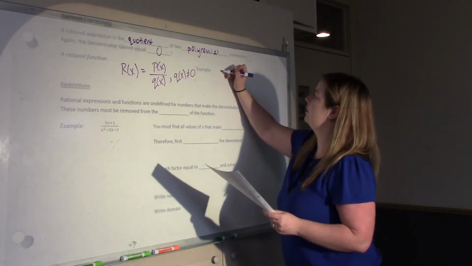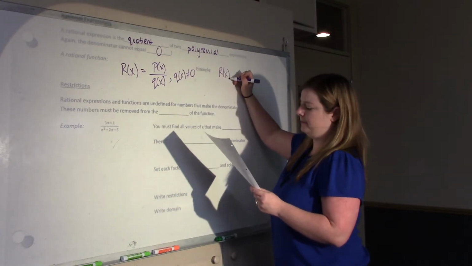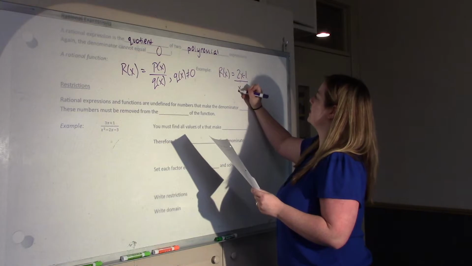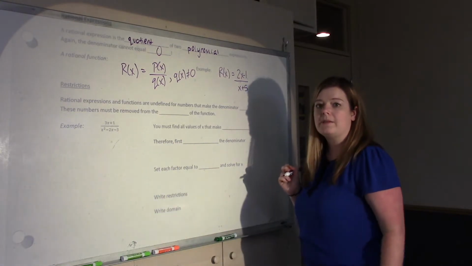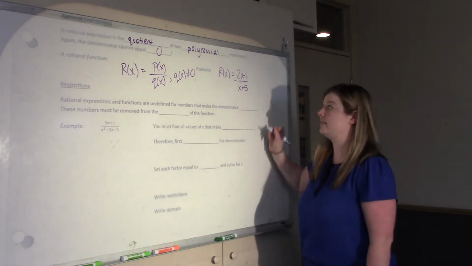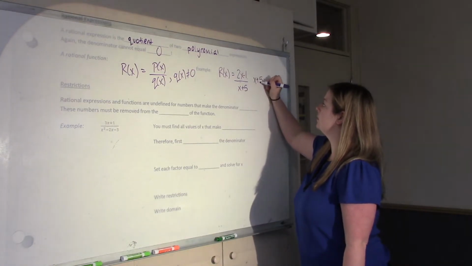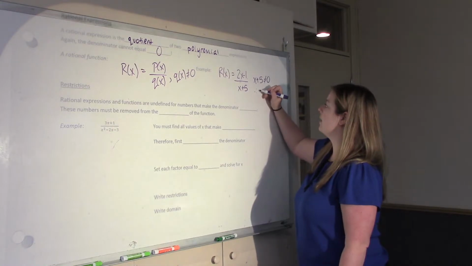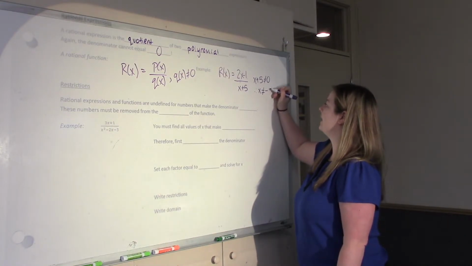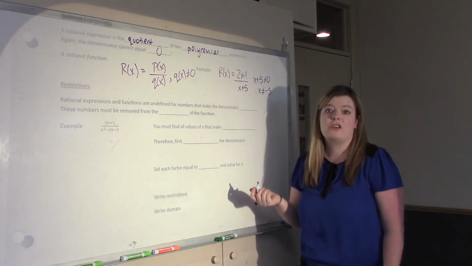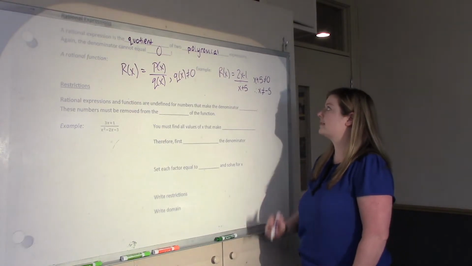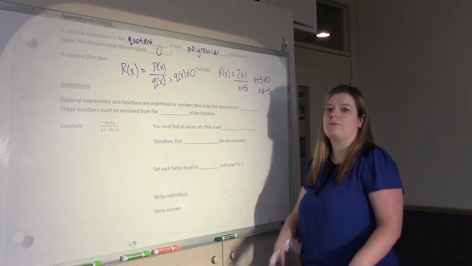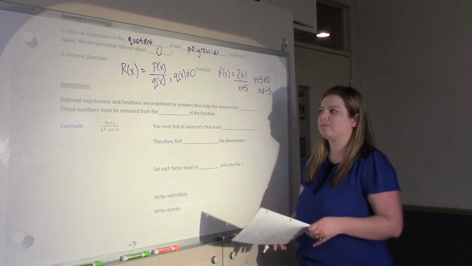So for example, r at x could be 2x minus 1 divided by x plus 5. Now think about it. x plus 5 cannot equal 0 because that's the denominator. We can't divide by 0. So therefore, x cannot equal negative 5. So I just rearrange the formula. So x cannot equal negative 5. If I put that into this function, you get a denominator of 0. Boom, it explodes. We don't like that.